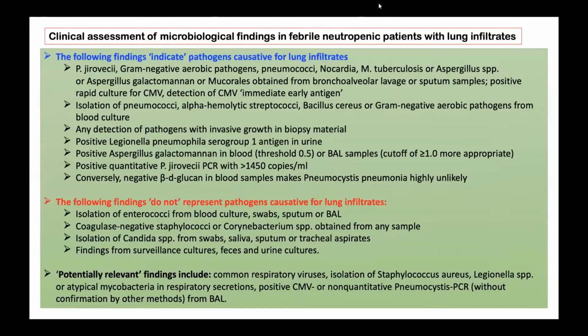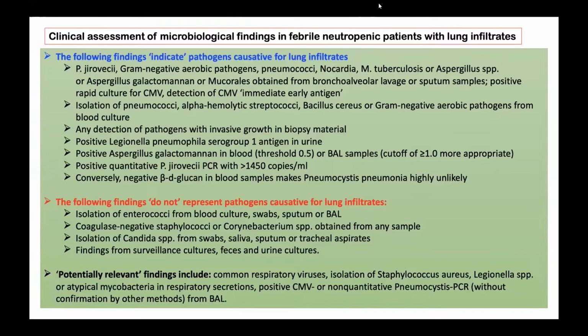If you see positive BAL, then specifically the following are indicative of pathogens causing the most likely lung infection. These include pneumocystis jirovecii, gram-negative aerobic pathogens, pneumococci, Nocardia, MTB, Aspergillus galactomannan, Mucor, etc. And isolation of pneumococci, alpha-hemolytic streptococci, Bacillus cereus or gram-negative aerobic pathogens from blood culture. Any detection of pathogen with invasive growth in biopsy material. Then a positive Aspergillus galactomannan in blood, etc.